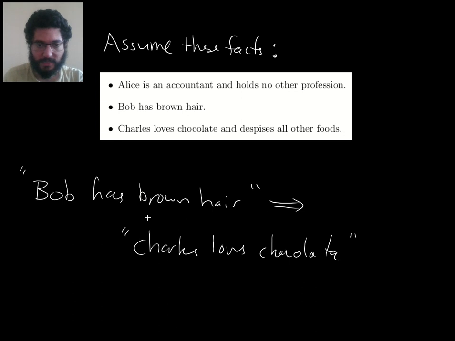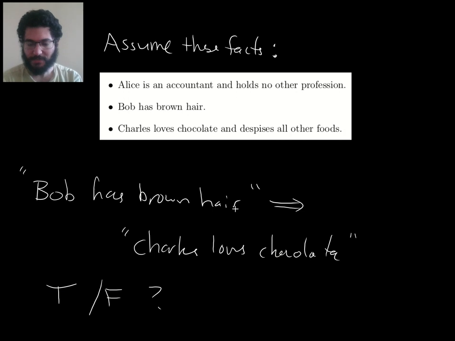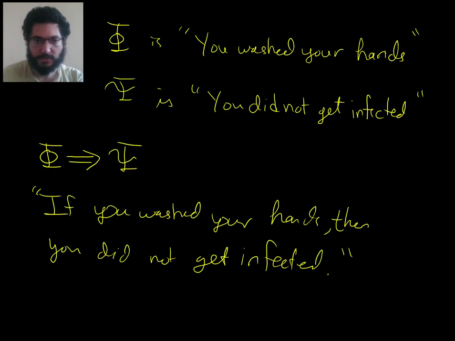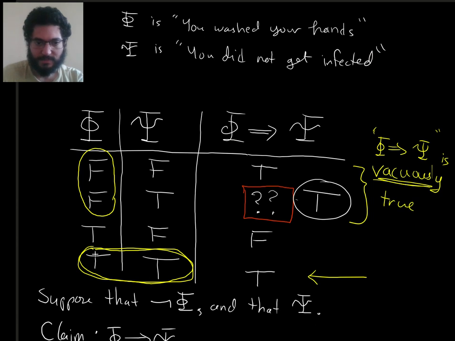So if you say something like this, in other words, if Bob has brown hair, then Charles loves chocolate, is that true or false? So, in fact, Bob has brown hair, and in fact, Charles does love chocolate. So, it's true. The implication is true, because the hypothesis is true, and the conclusion is true. So the implication is true. And you could just look straight at the table. True, true leads to a true implication.